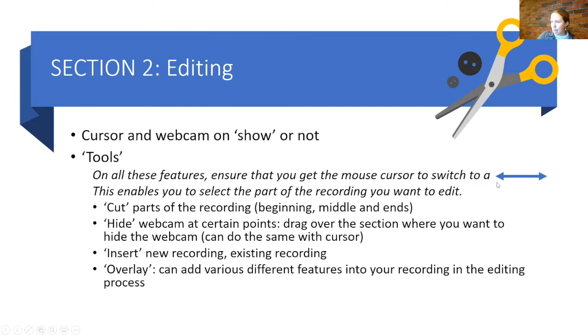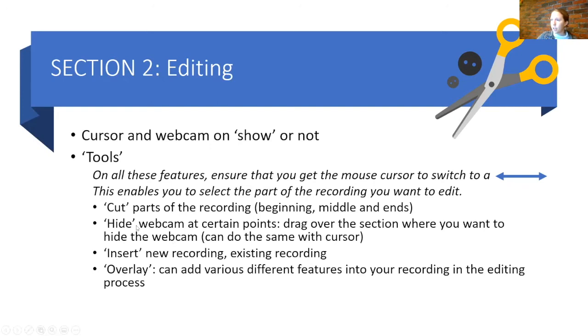So with the tools, you can cut parts of your recording. If there's just a little part where you have a tickle in your throat and you have a cough, you can cut that out. You can do that in the beginning, middle and end of any parts of your recordings. That's a real benefit with Screencast-O-Matic over PowerPoint, where you can only trim the beginnings and ends of slides.